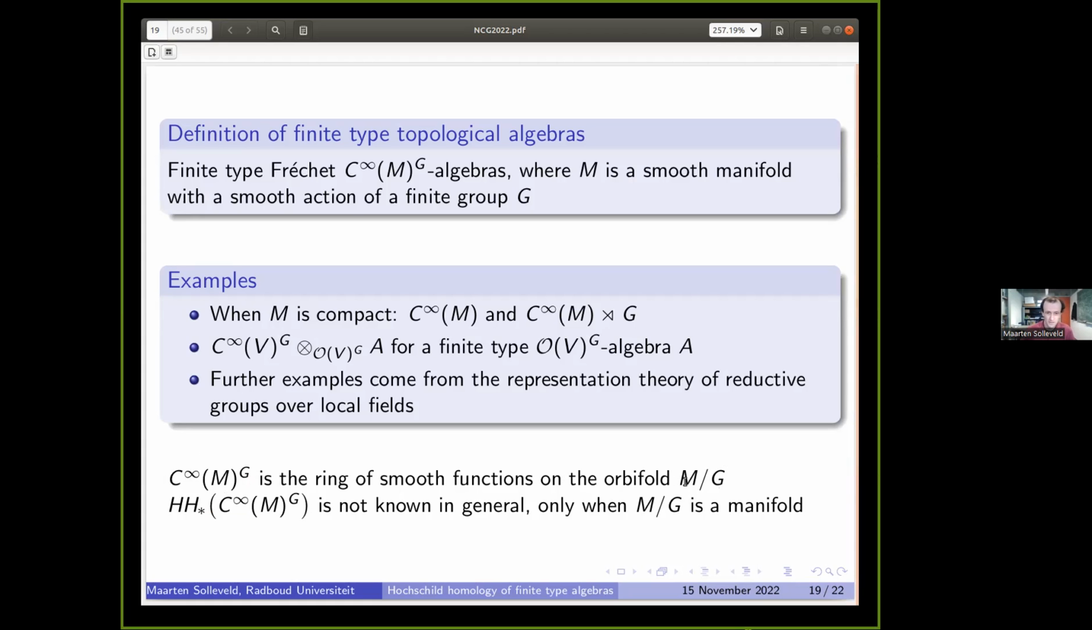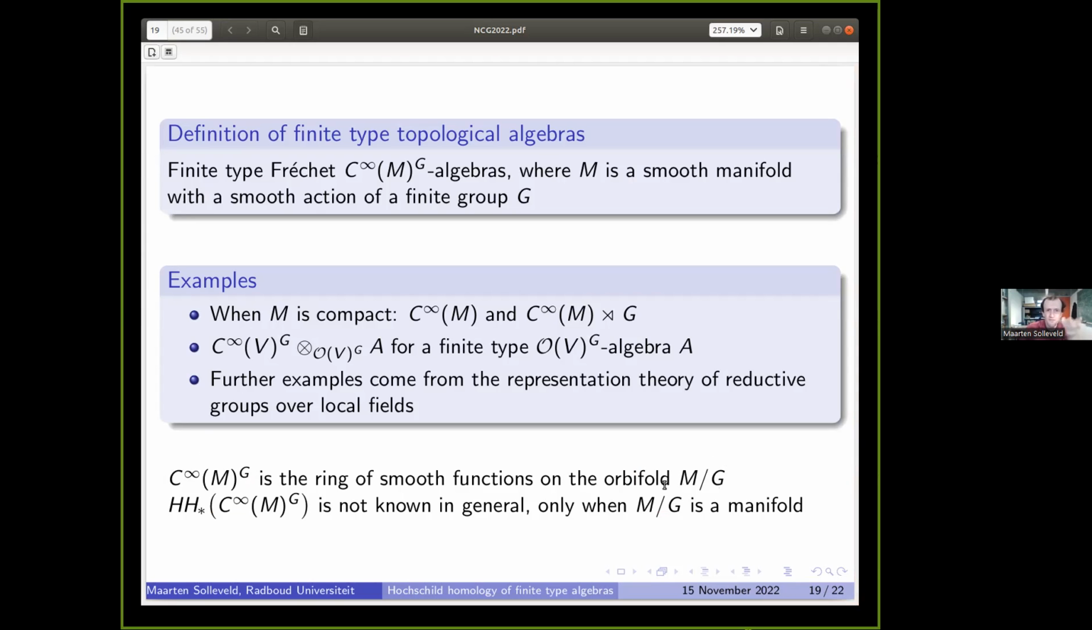And let me also mention that, well, this kind of algebras of smooth functions on an orbifold, if it's not a manifold, then in fact, this algebra is already slightly too tricky to compute its Hochschild homology. And I do not know what it is, in fact, in general, if M modulo G is not a manifold. But okay, I do not really need that. We will see later.